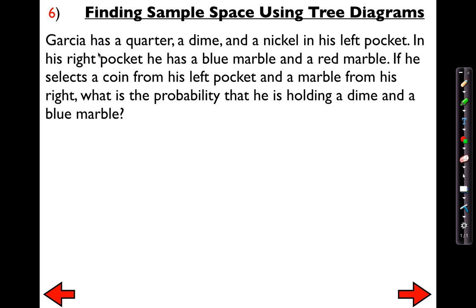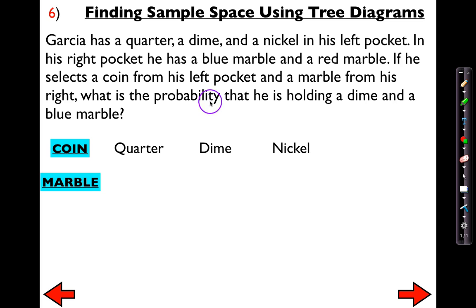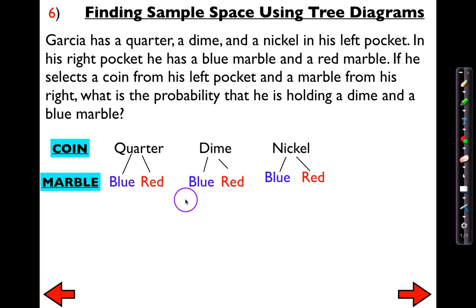So first, starting with the tree diagram, I'm going to figure out what different coins I could have. Well, Garcia can either pick a quarter, a dime, or a nickel. Now, not only does he have coins, but he also has marbles. So let's take a look at the marbles. He has 2 colors. He has a blue marble and a red marble. So here, you could have gotten a quarter with the blue marble or a quarter with the red marble. A dime with the blue marble or a dime with the red marble. A nickel with the blue marble or a nickel with the red marble.